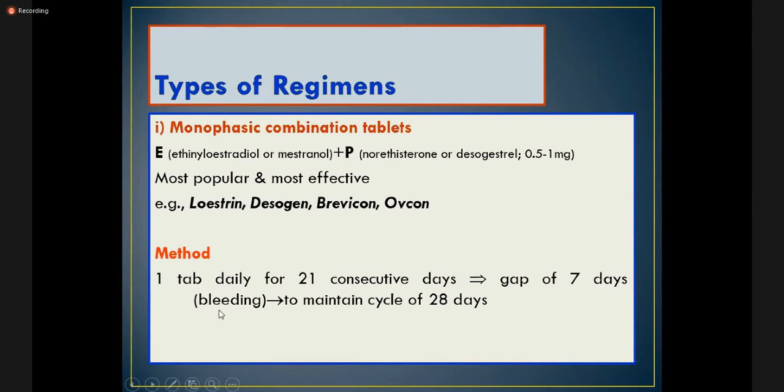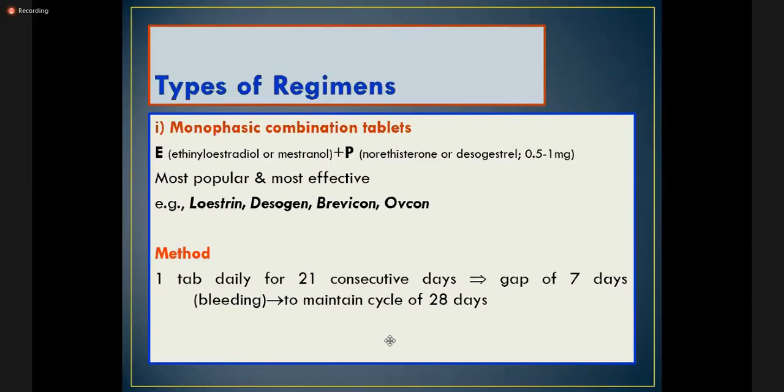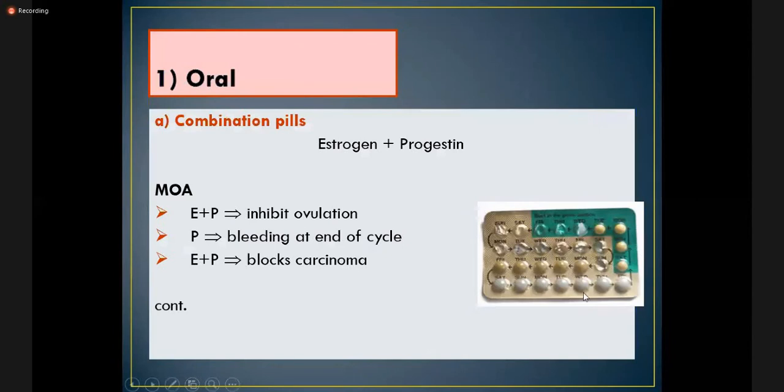And this promotion of bleeding takes place with the help of which component? Which component of combination pills is responsible for producing this bleeding? Progestin. Very good, right?